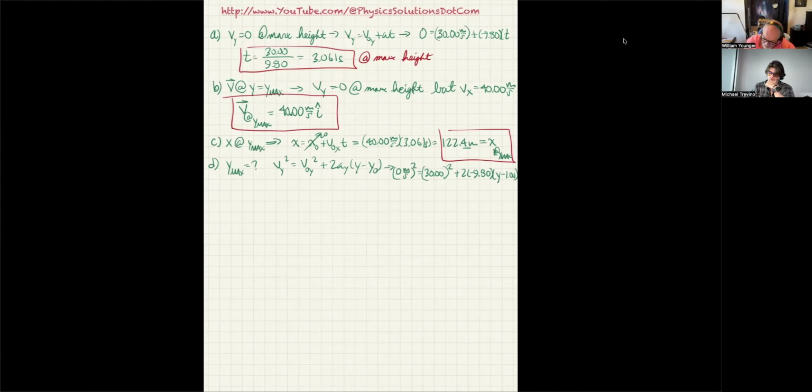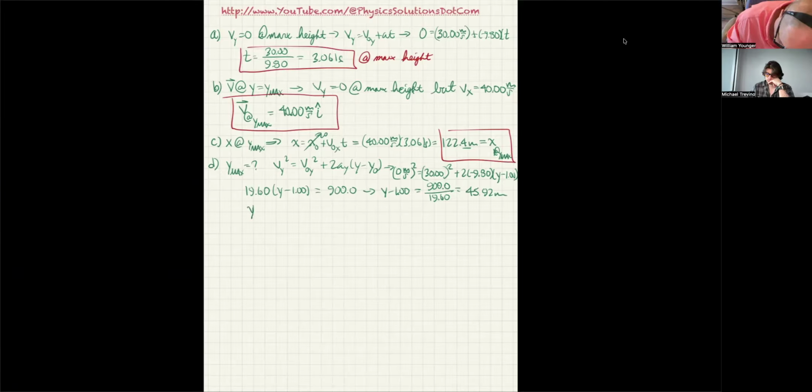So again, we're going to end up solving for y. We'll get 19.60 times y minus 1.00 is equal to 900.0. Therefore, y minus 1.00 is equal to 900.0 divided by 19.60, and 900 divided by 19.6 gives me 45.92.